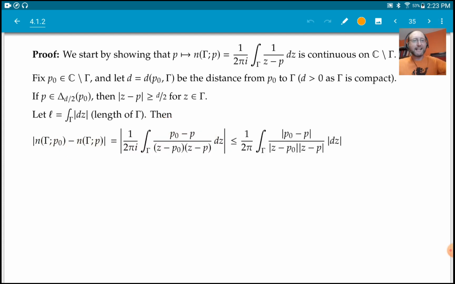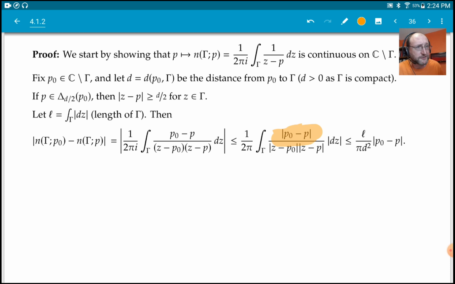So now we can estimate this. We can put the absolute values inside, so we get the path length measure over here, and we just put the absolute value out here. The i disappears, right? And we're trying to estimate this integral, and that's an easy integral to estimate. We're not going to worry about this p naught minus p, actually. We're going to worry about this, but a little bit later.